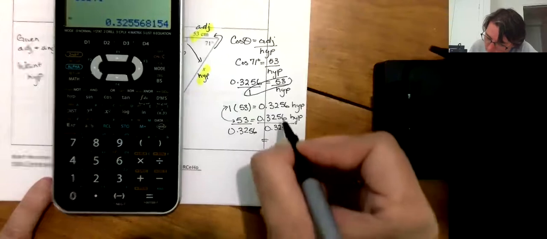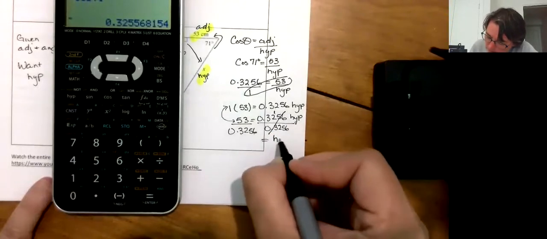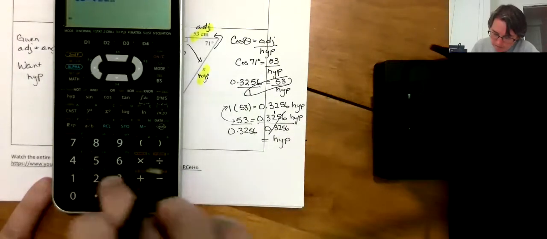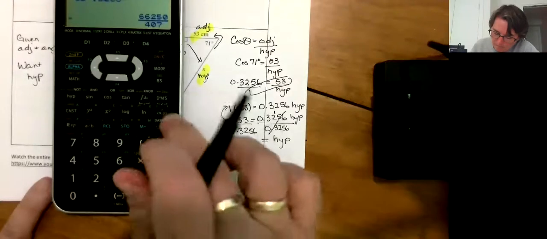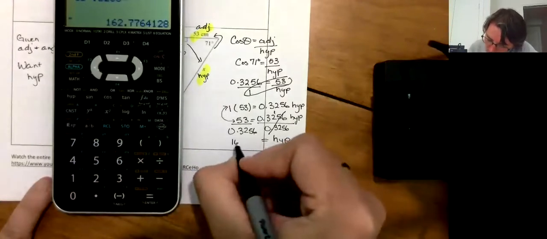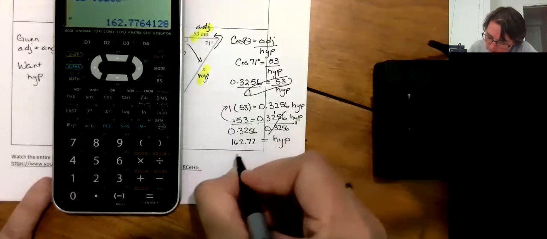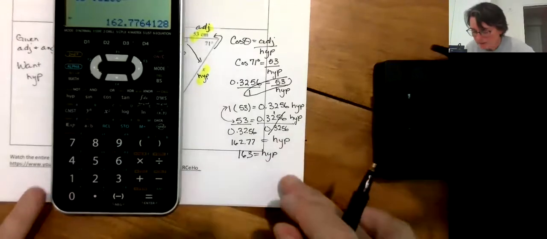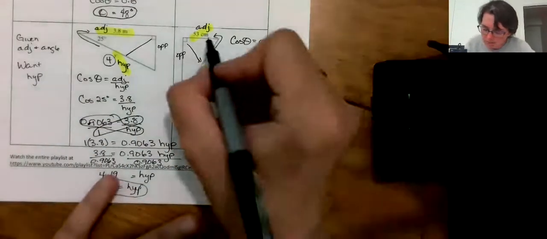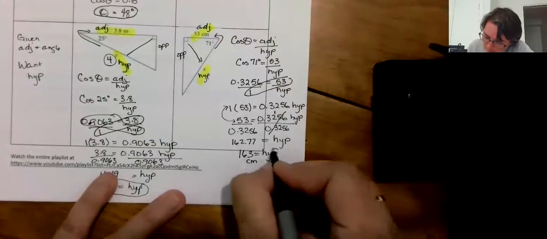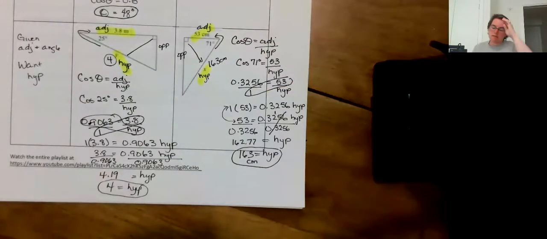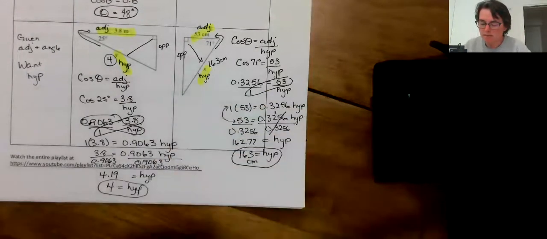0.3256. I have to get that to cancel out to 1. So hypotenuse equals 53 divided by 0.3256. 162.77, 163. All right, now let's take a look. Oh, that had centimeters, so let's add units there. 163. And that seems like a lovely answer for my hypotenuse because it needs to be longer than my adjacent side.